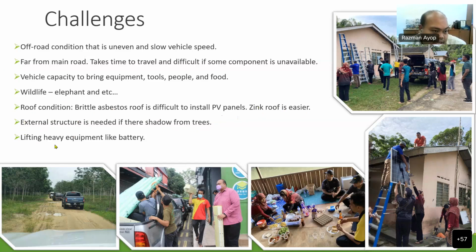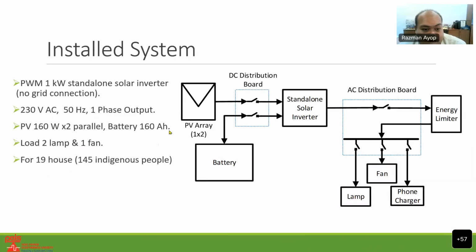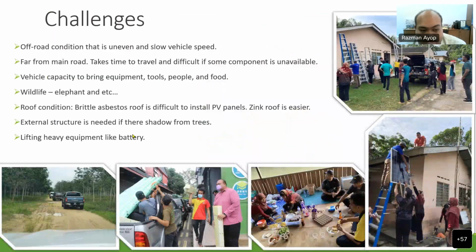Of course, another challenge is lifting heavy equipment like the battery. Like I said before, the battery is 160 ampere hour and almost 50 kilograms. It is very heavy, so carrying it is very difficult. So these are some of the challenges during the installation of the PV system for the indigenous community.